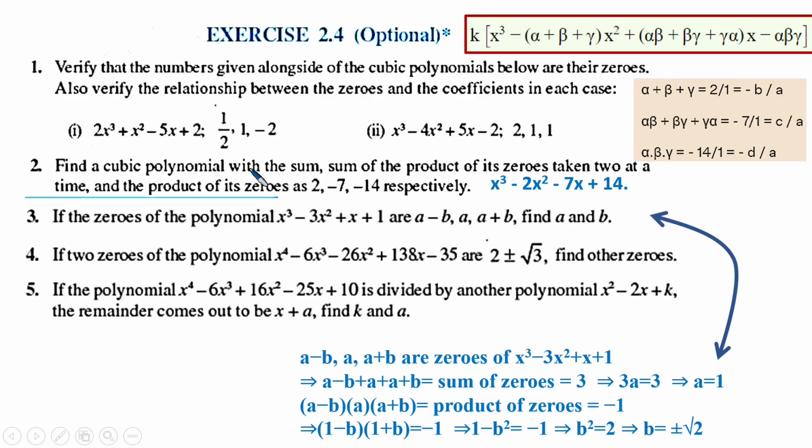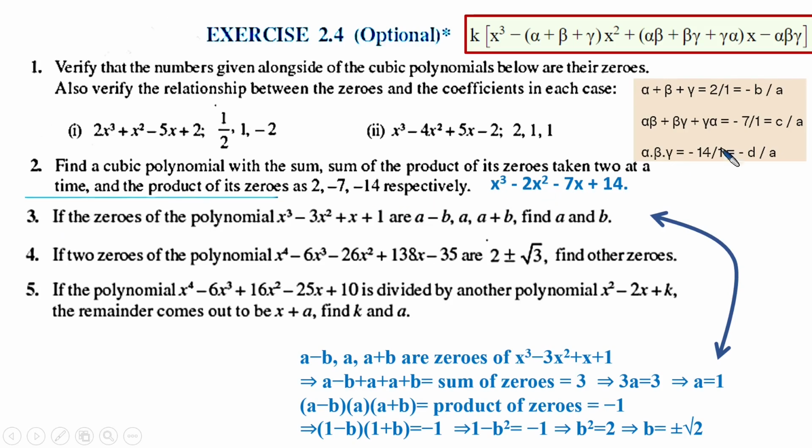Second, find a cubic polynomial with the sum of its zeros, the sum of the product of its zeros taken two at a time, alpha beta plus beta gamma, and the product of its zeros, alpha beta gamma, being 2, minus 7 and minus 14. So I can write 2 as 2 by 1. So A is 1, then B is minus 2. If A is 1, then C is minus 7, and if A is 1, D is 14. Okay, minus D, so D is 14. So I can write this cubic.